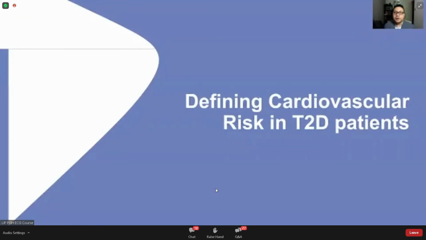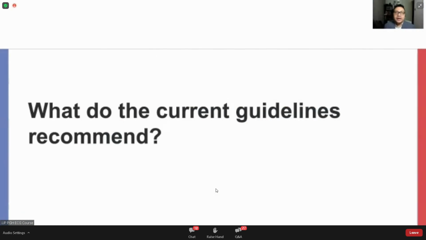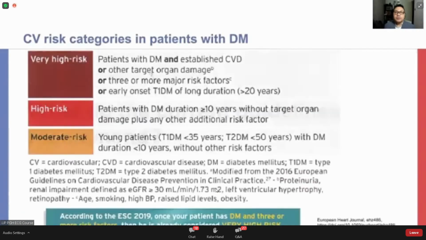Before that, we also would like to define their cardiovascular risk. What do the current guidelines recommend? For the latest guideline for these types of patients, we must risk categorize them according to their duration of diabetes and their background risk factors. It states here that they could be classified as moderate, high, or very high risk. But for this talk, we'll be focusing on the high and very high risk as defined here.